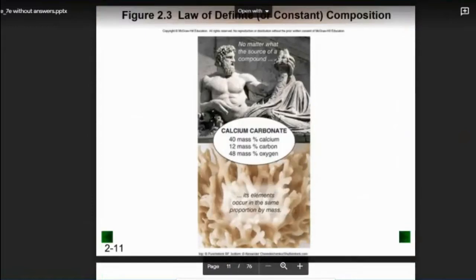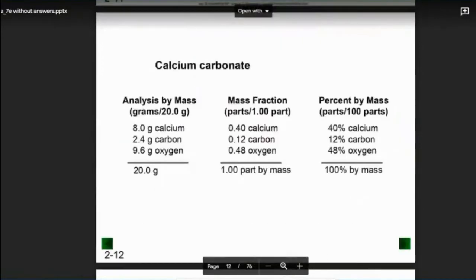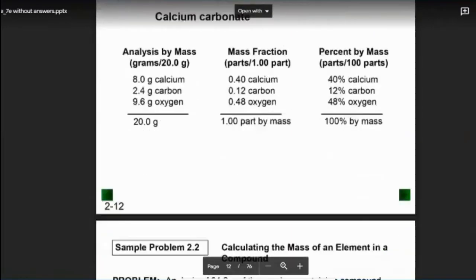Constant composition tells me that the percentages stay the same. This is calcium carbonate, and they give you the percentages: 40% by mass calcium, 12% carbon, 48% oxygen, which means anytime I come across calcium carbonate, that should be the percentages of how it breaks down every single time. That's why we call it definite or constant. Okay, and they do a little bit of analysis here. No matter how much they break it down, they always end up with the same basic numbers. It's always the same percentage.